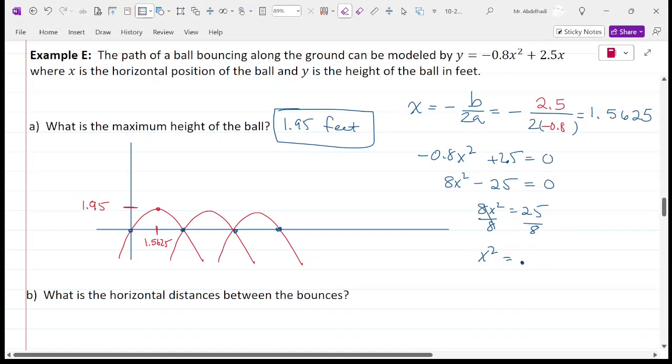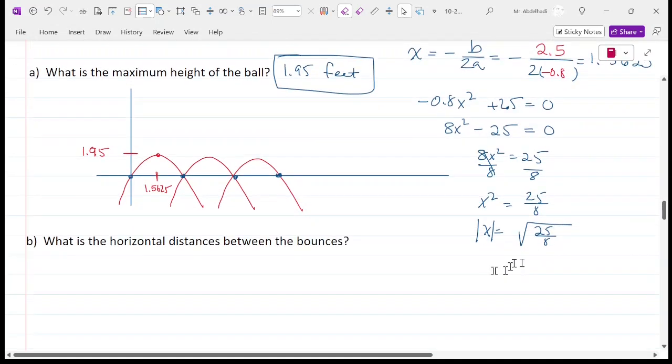Then I need to square root both sides. So the absolute value of x will be the square root of 25 over 8. When I drop the absolute value bars, I get x equals plus or minus whatever this thing is. So I'm going to put that into a calculator. The square root of 25 over 8. So x equals 1.767766953, and plus and minus, right?